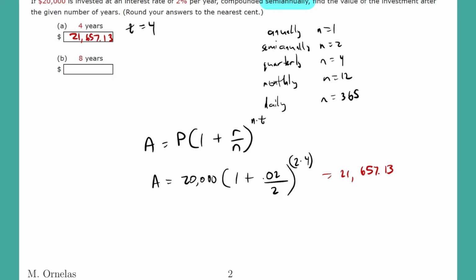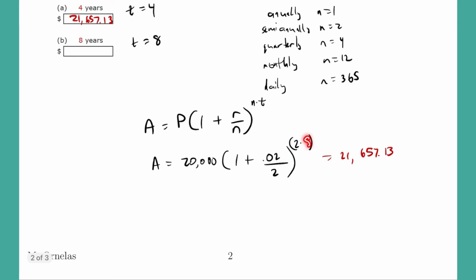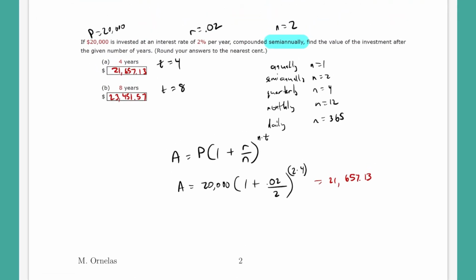And the second part will be identical, except instead of 4, t is 8. So all I've got to do is change this 4 to an 8, and that's everything. The rest of it stays the same. So I'm going to do that. I'm going to change this 4 to an 8, and I'm going to do the same exact thing. And let's see what that turns out to be. All right, now I'm getting, if I change that 4 to an 8, 23,451.57. All right, and that does it for that problem.